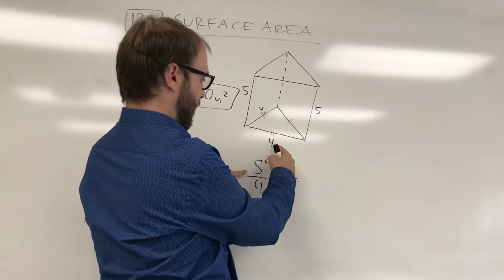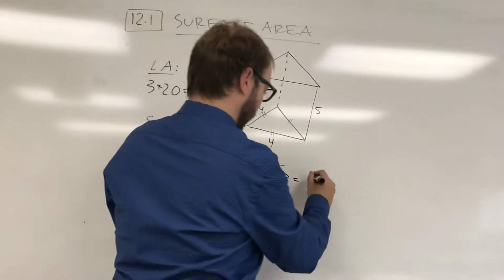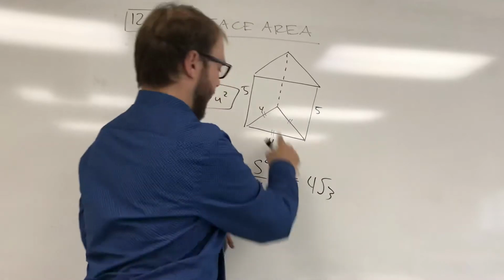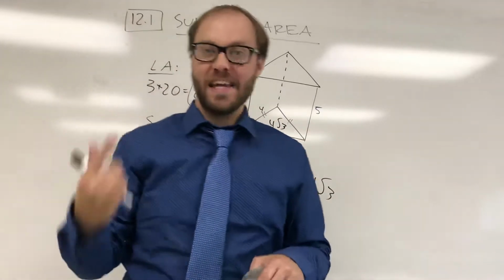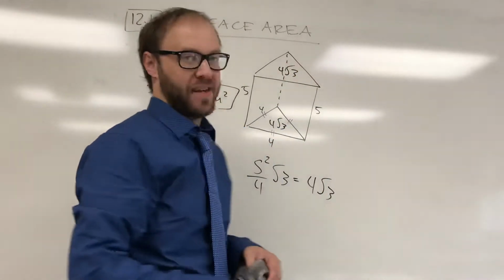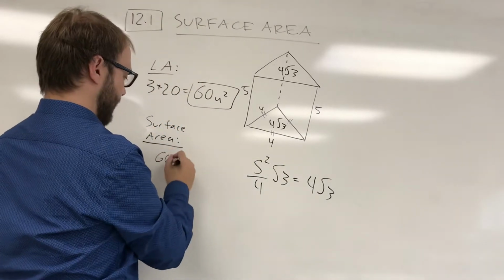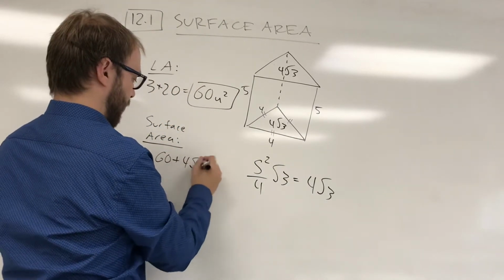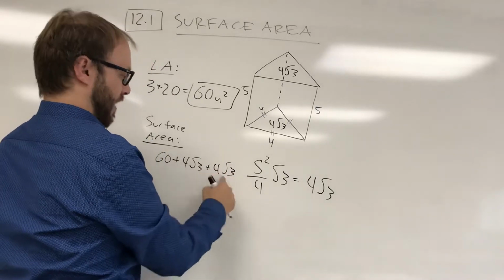So the side squared here is 16. 16 divided by 4 is 4, and so that tells you that this triangle face here has an area of 4 radical 3 square units, and there's a second triangular face up here, it's the same triangle, that also has an area of 4 radical 3 square units. So you're going to take the 60 square units, and you're going to add the 4 radical 3 for the base, and the 4 radical 3 for the top. That'll give you 8 radical 3.